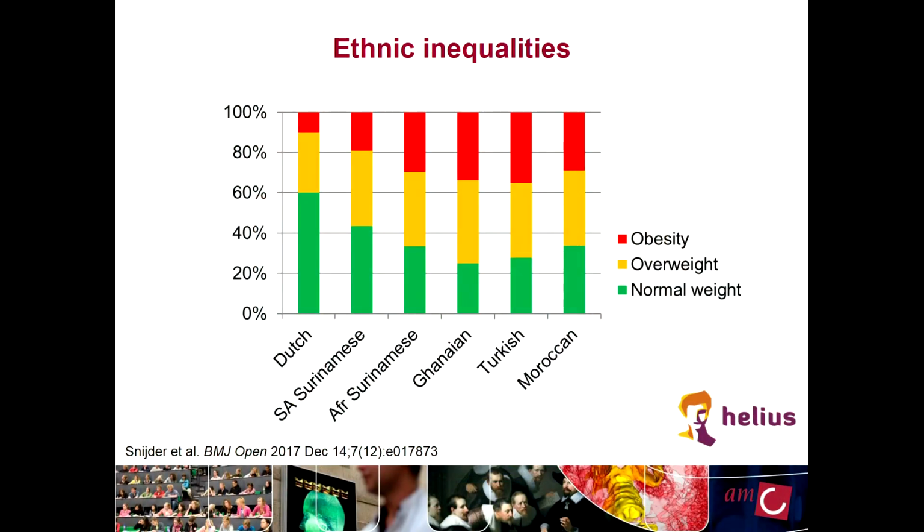This is data from the Helios study, a large cohort study in Amsterdam, which used the first design to compare 5 ethnic minority groups with the Dutch host population in Amsterdam. So these are the rates of overweight and obesity in the 5 ethnic minority groups compared to the Dutch. In yellow is overweight and in red is obesity. And what you see is that all ethnic minority groups are more affected by overweight and obesity compared to the Dutch host population on the left. And we observe the highest rates of overweight and obesity in the African descent populations, in the Ghanaians and in the Surinamese of African descent.